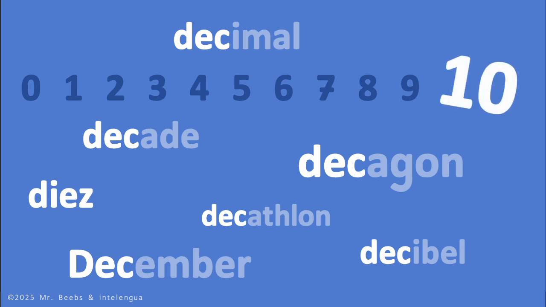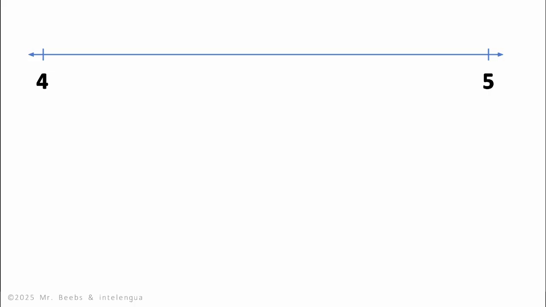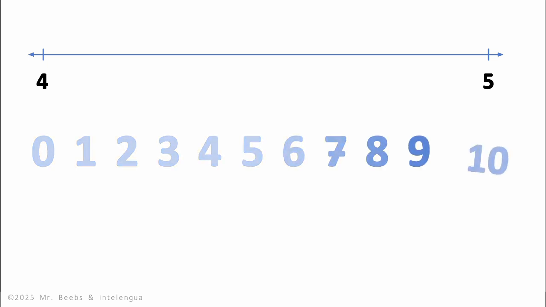Diez ends with a Z, but it definitely has an S sound. Don't say it with a hard Z sound. Can you hear the difference? Saying words right is important. Anyway, the numbers found between two whole numbers, like all the numbers between 4 and 5, are decimals. That has something to do with, you guessed it, the number 10.